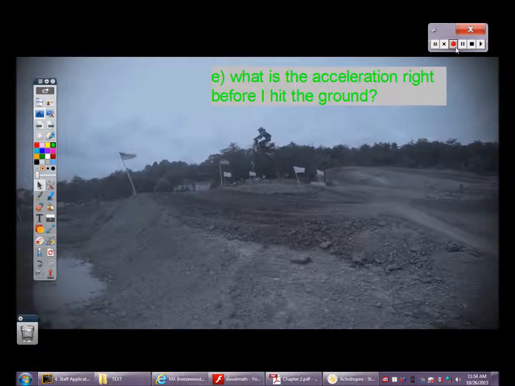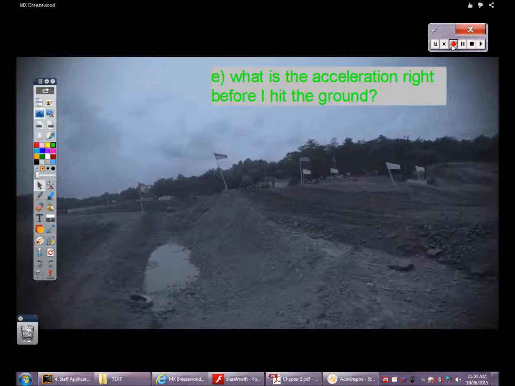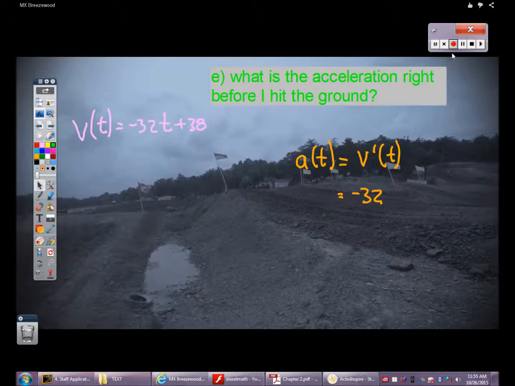Question E, what is my acceleration just before I hit the ground, which would be right there? Acceleration is the derivative of velocity. It's also the second derivative of position. So I have to find a of t, which is v prime of t. I've already calculated v of t, and I'm just going to take the derivative again. The derivative of negative 32t plus 38 is negative 32. So what is my acceleration right before I hit the ground? Negative 32. My acceleration is actually the same throughout the entire flight path, which makes sense.